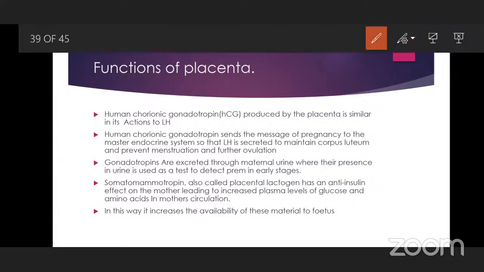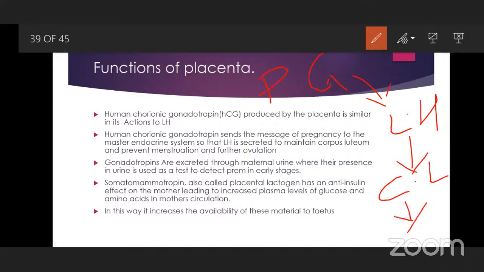the pituitary gland. This pituitary gland will in turn release the LH hormone, which will be helpful in maintaining the corpus luteum for the first 3 months, and which releases the progesterone hormone, which is essential for the maintenance of the pregnancy. The gonadotropins are excreted. What are the gonadotropins? Already we have discussed, that is FSH and LH.